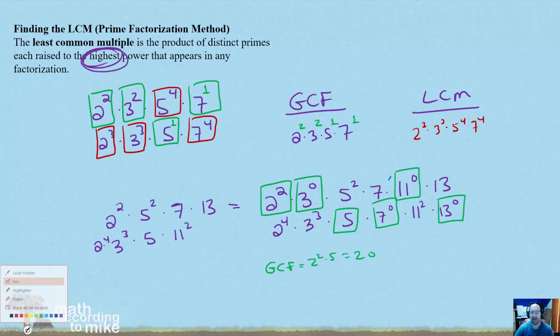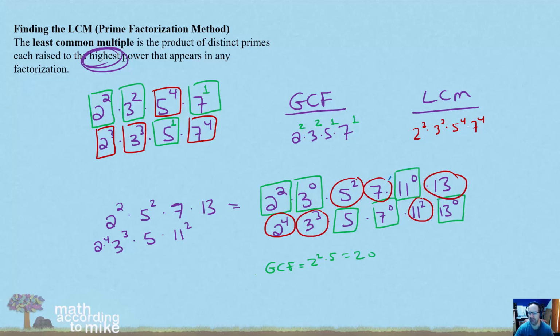And then, by this process, anything left over is the LCM. So 2 to the 4th, 3 cubed, 5 squared, 7, 11 squared, 13. Whatever that number is. So this is how the prime factorization can be used to find both the GCF and the LCM. If you would, please try video number 62 for another example of this stuff.